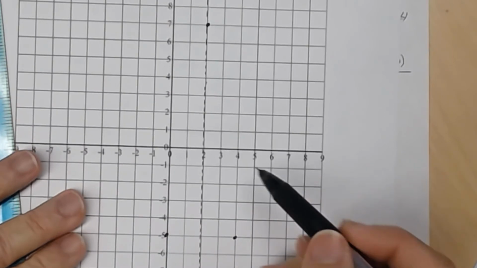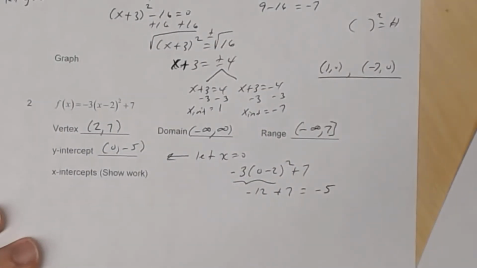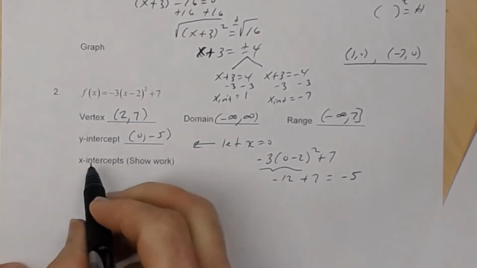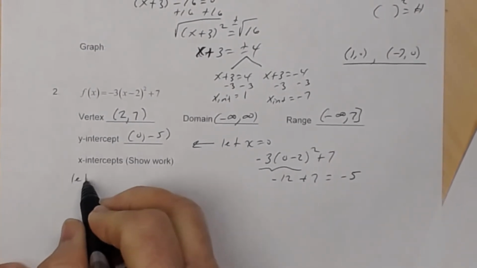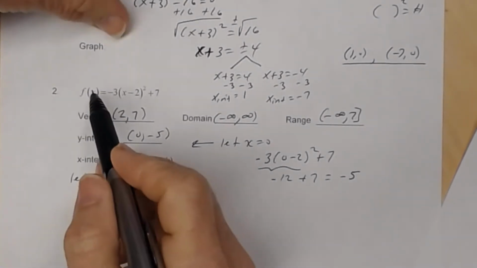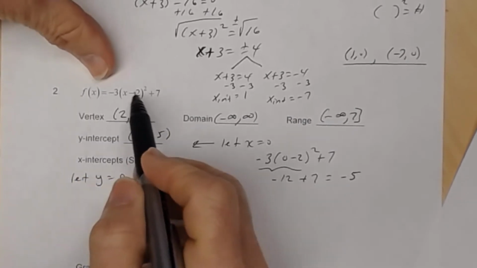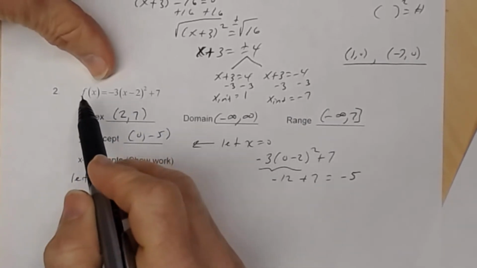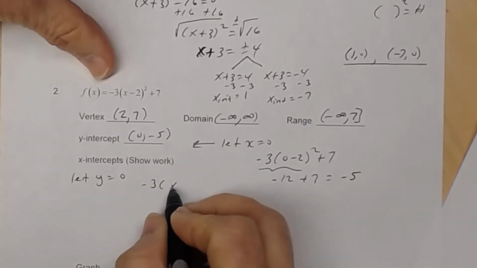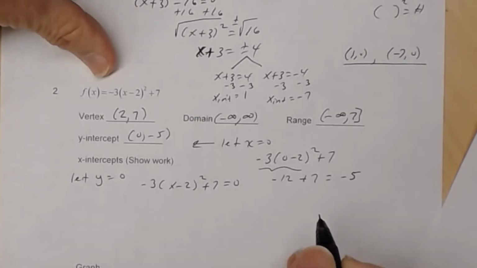And so that's where the x-intercepts are going to come into play. Now this is going to be a little bit more challenging though, and you're going to see why. So let's talk about the x-intercepts. To find the x-intercepts, you let y equal 0. And remember, f of x is y, so that's 0 here. So that means that this expression is going to be equal to 0. So I get negative 3 times x minus 2 squared plus 7 equals 0.